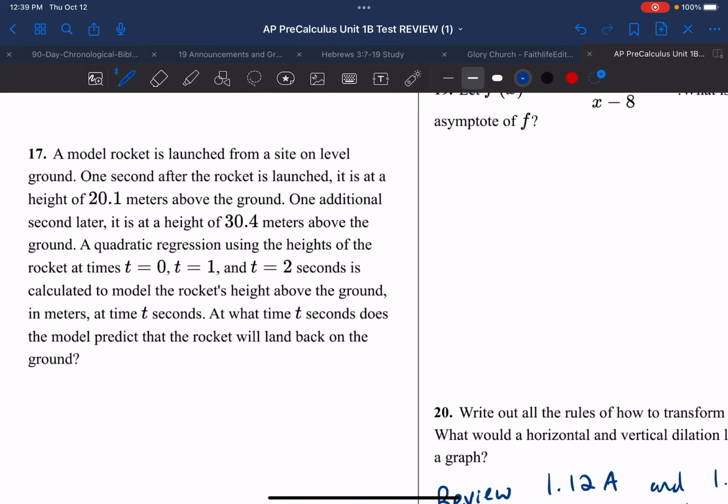Starting on number 17, you have a model rocket is launched from a site on level ground. So this part right here tells me I'm at 0 meters. I'm launching from the ground. That'll be important for later.